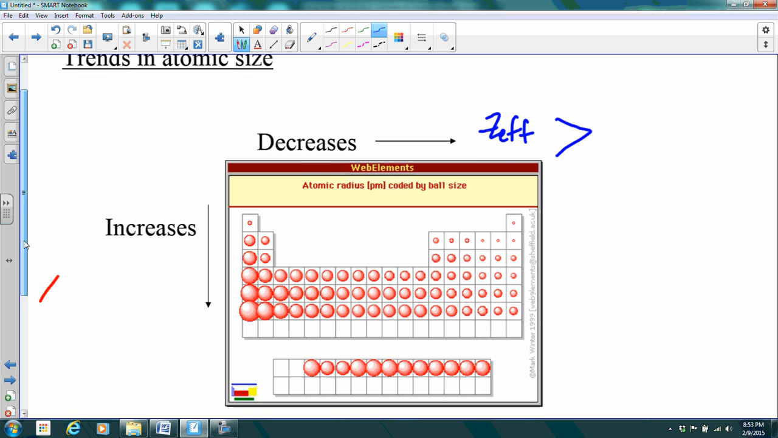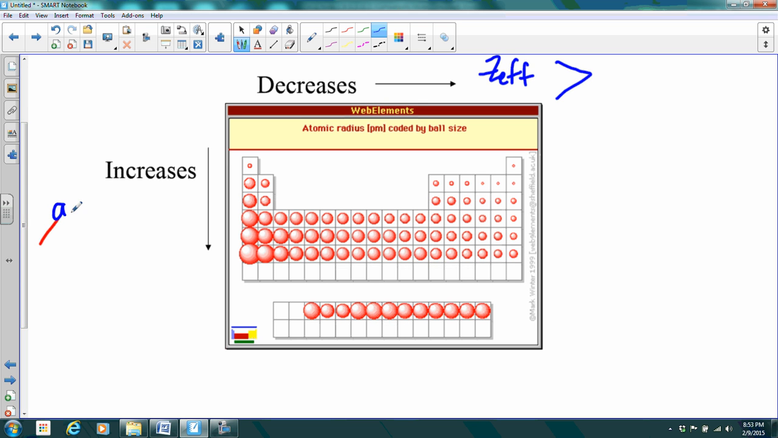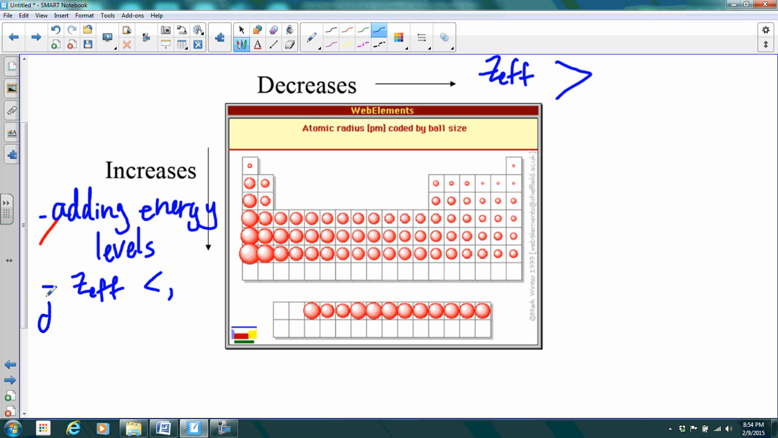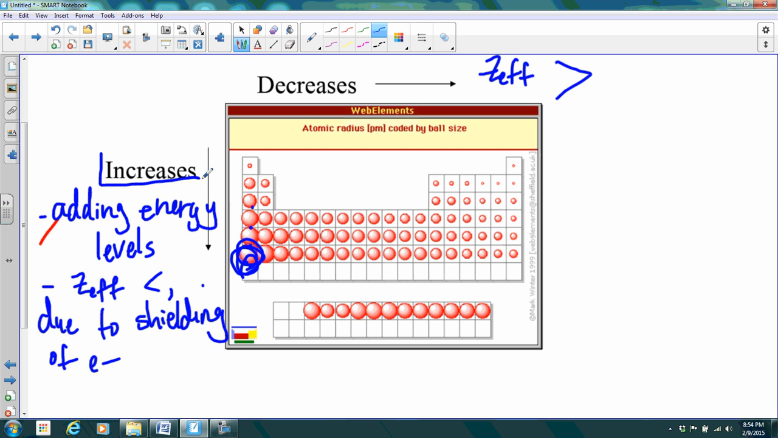Then as I go down a family, we know that we are adding energy levels, and that's our principal quantum number. When we are adding energy levels, our Zeff is decreasing, and this is due to shielding of electrons from the nucleus. As I add more energy levels, I have electrons further and further away from the nucleus, and there are electrons underneath that shield them from the protons. So the effective nuclear charge between the protons and electrons is smaller, and that increases my radii.